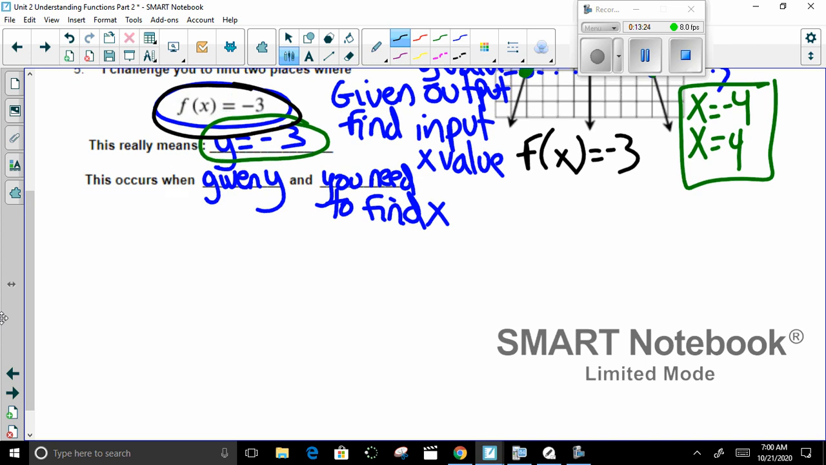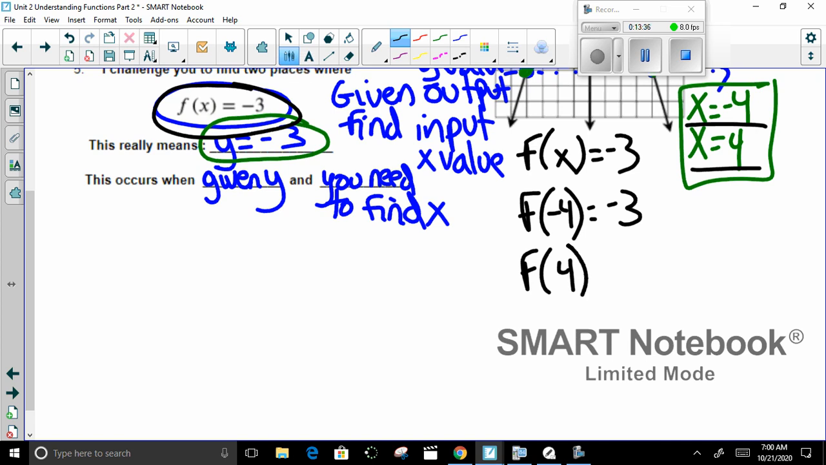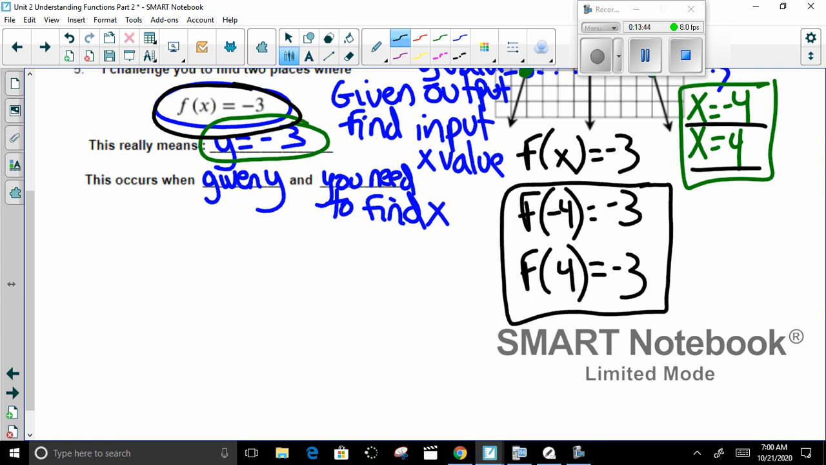And I actually found out the answer. When x is -4, it equals -3. Also, when x is +4, it equals -3. So both of these situations satisfy the output of -3. So we're kind of switching it around a little bit here. So you've got to be cautious to make sure you understand when they're giving you the input and wanting you to find the output, or when they give you the output and want you to find the input.